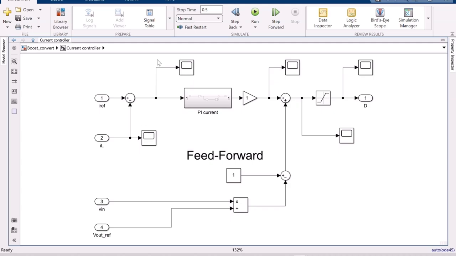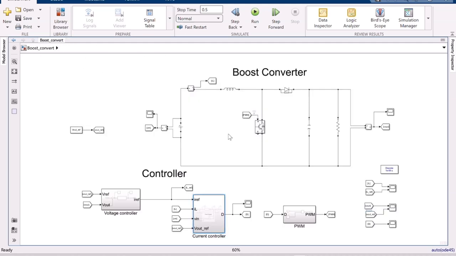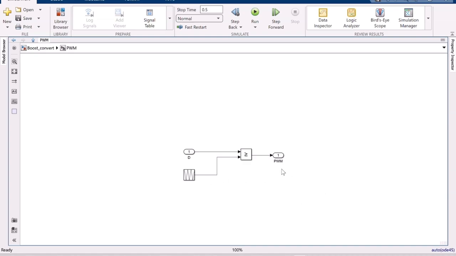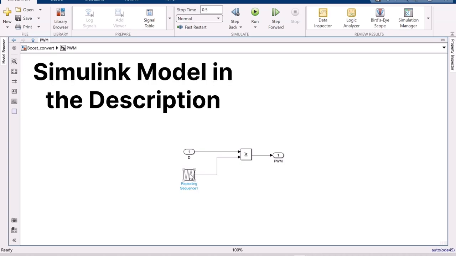So that is basically how you can implement a current controller. You also need a PWM. I can just show you how it works. You have a duty cycle, and then you have a sawtooth carrier, and you just compare those.